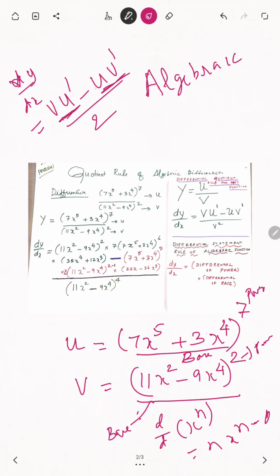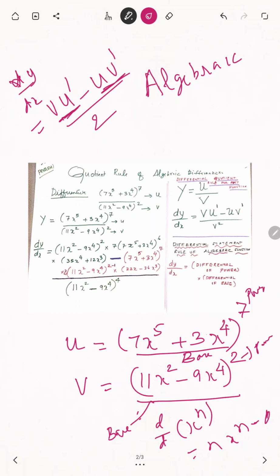Now u, I have to copy. I copied u successfully: 7x power 5 plus 3x power 4, the whole portion. Then what is available here? See the formula, v dash. Only v you have to differentiate. v is 11x square minus 9x power 4 whole power 2.